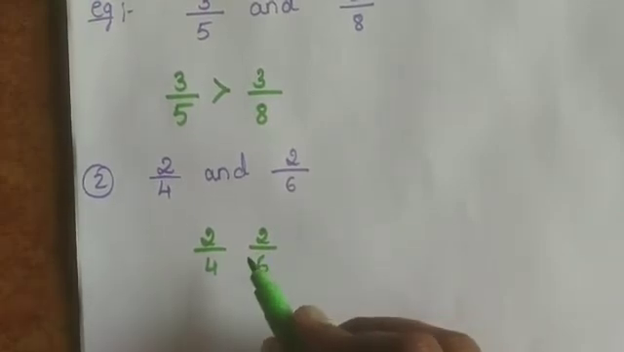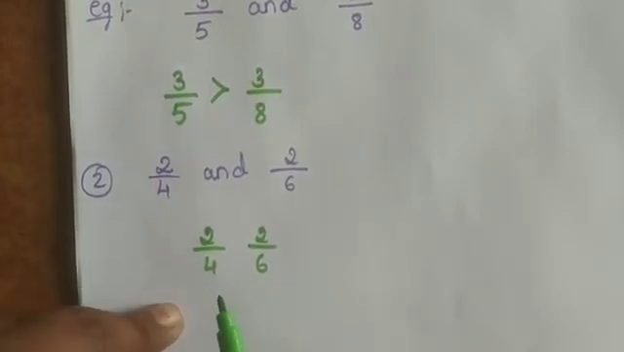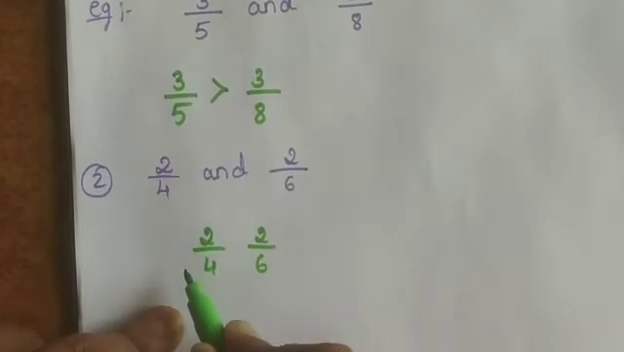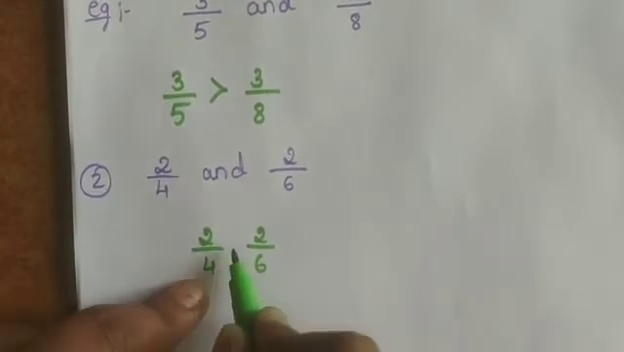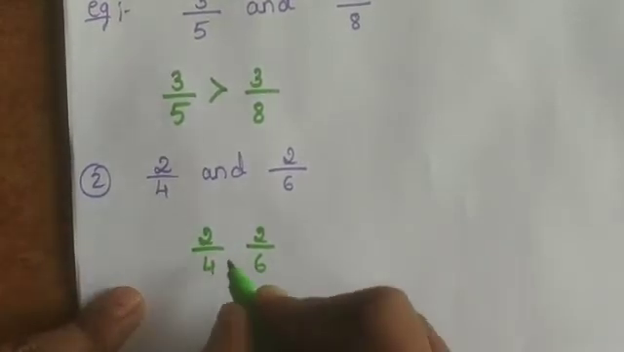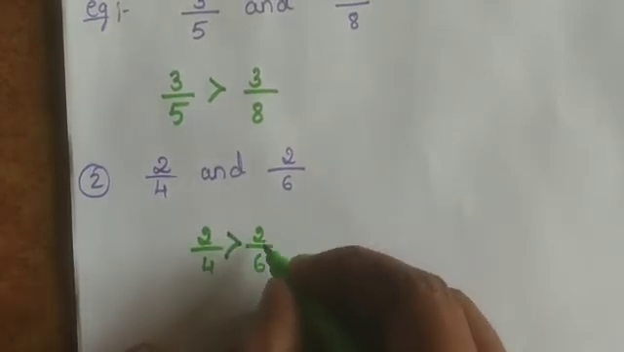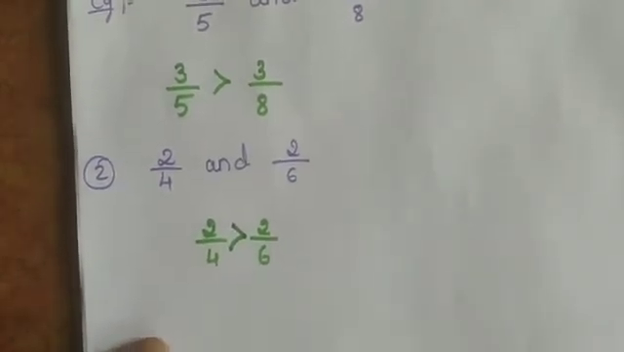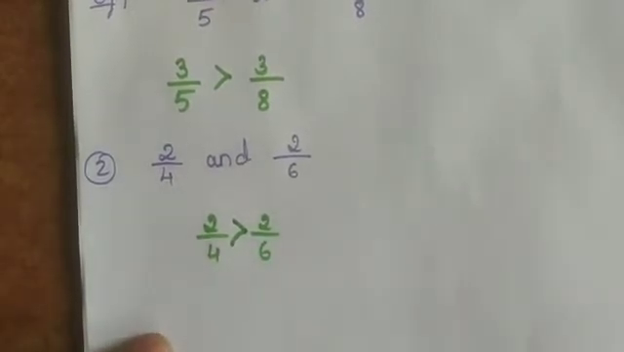Already I told you the fraction having the lesser denominator is greater. Understood, children? The fraction having the lesser denominator is greater. In this, 2 by 4 is greater than 2 by 6. Understood? 2 by 4 is greater than 2 by 6.